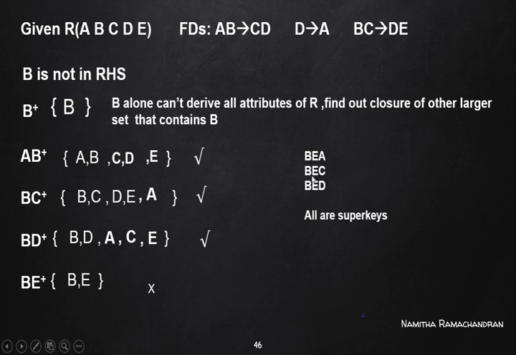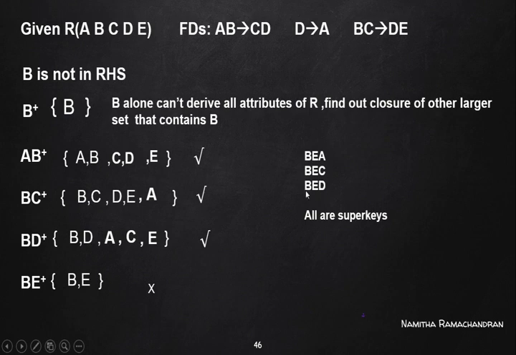Again here, BEC. Here we have a subset that contains B and C. While removing this E, B and C alone can derive all the attributes. We have already derived that the closure set of BC contains all the attributes of our relation R. So while removing this E, the subset BC can derive all the attributes. So the set BEC is not a candidate key, but it is a super key.